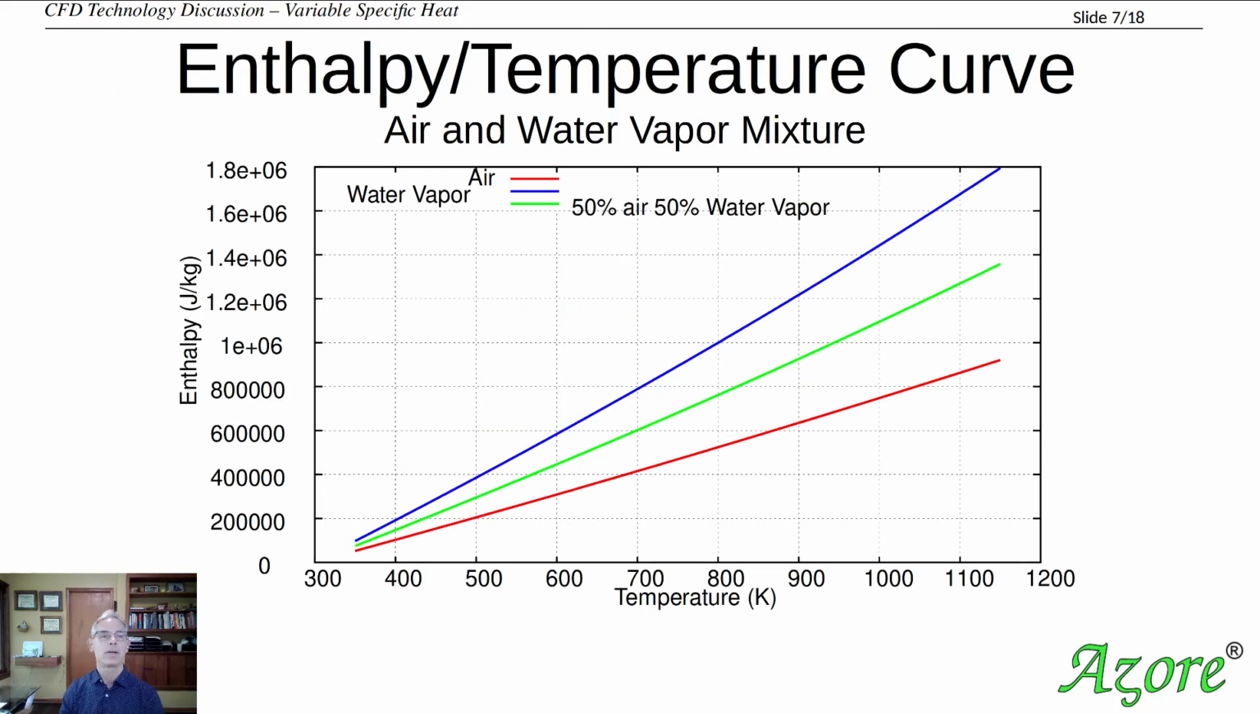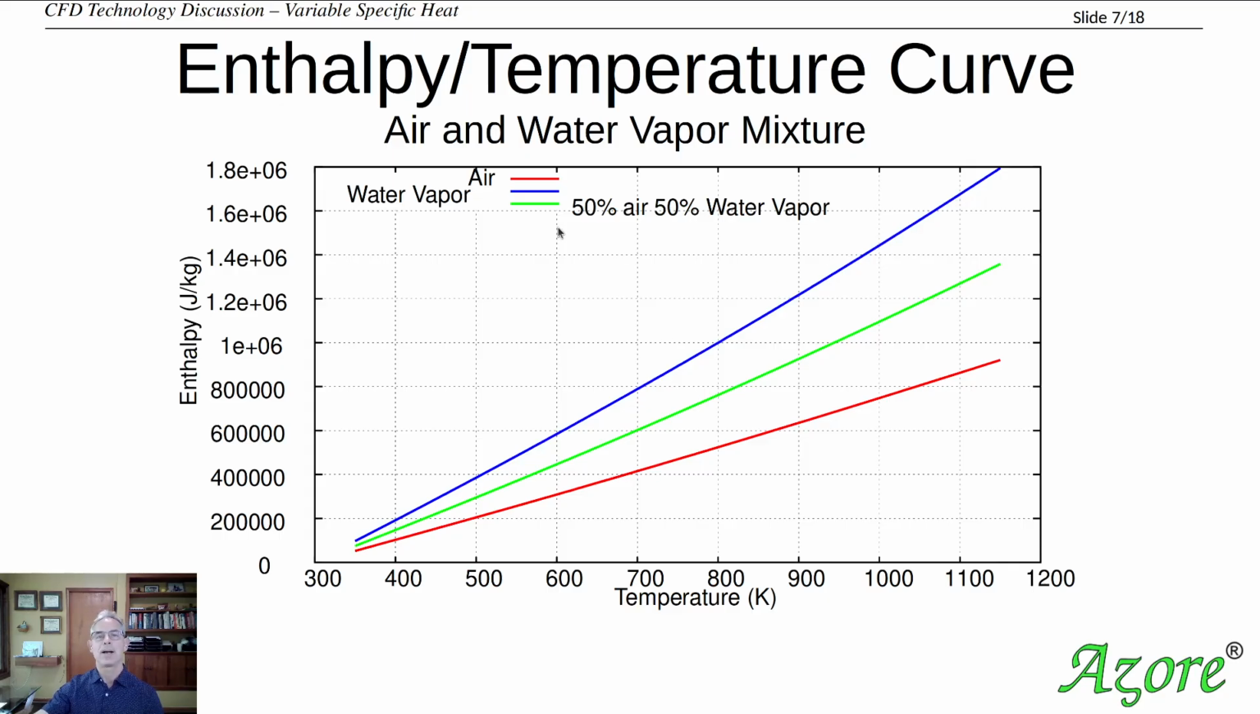So let's take a quick look at a typical enthalpy curve here, and I have taken two common components right here. Air is a common one, and here the red line represents the enthalpy changes of air with respect to temperature. You can see as the temperature rises, the enthalpy levels rise up. Now you'll notice water vapor is the blue line here, and you can see that water vapor actually holds a lot more energy per unit mass than air.